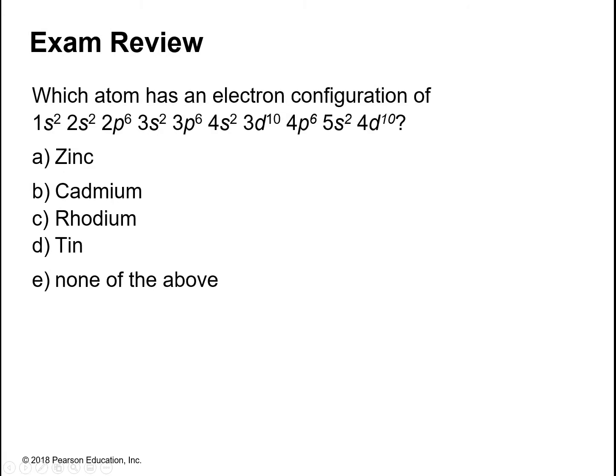All right. Which atom has an electron configuration of 1s2, 2s2, 2p6, 3s2, 3p6, 4s2, 3d10, 4p6, 5s2, 4d10? You will absolutely need a periodic table. Again, periodic table is your friend. You're going to need it for the rest of this course. So whenever you sign on for class, have a periodic table. I'll give you a couple of minutes and then I'll check back in.